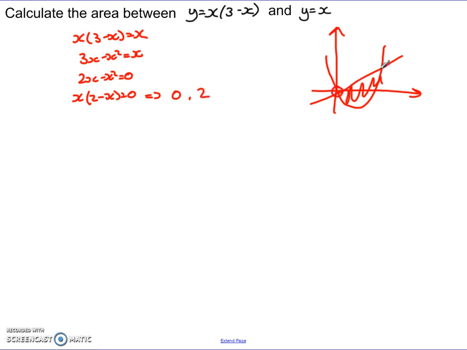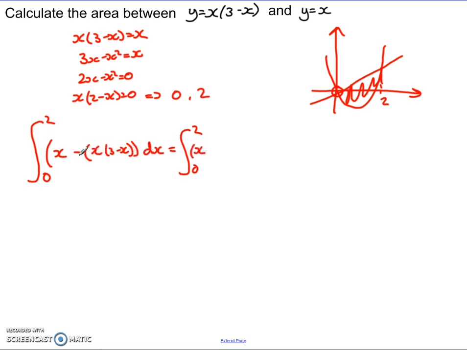So there's my 0, and this one here will be at 2. So I know the limits for my integral, now I can have a go. So I know my integral is going to go from 0 to 2, of the top take away the bottom. Now the top is y equals x, so it's going to be x take away the bottom, which is x bracket 3 minus x dx, all with respect to x. So what I do is I multiply out the bracket here, and then I can simplify what's in the bracket and get an equation to solve.